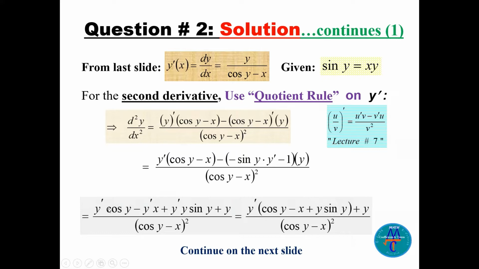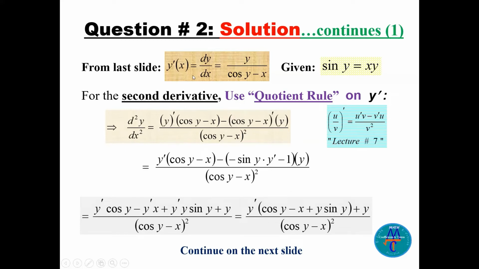Simplifying the numerator here: y prime cosine of y minus y prime x plus y prime, see there's a minus and minus, y prime times the y times sine of y. And then we have minus, with this minus becomes plus. Just be careful there, plus y. So I take y prime as a common factor: cosine of y minus x plus y sine of y, and then I have a plus y by itself at the end, divided by cosine of y minus x all squared.